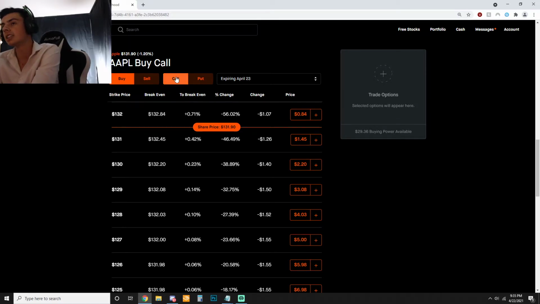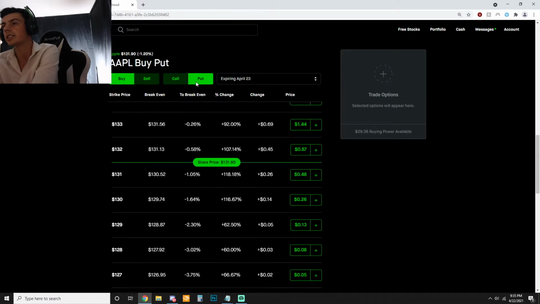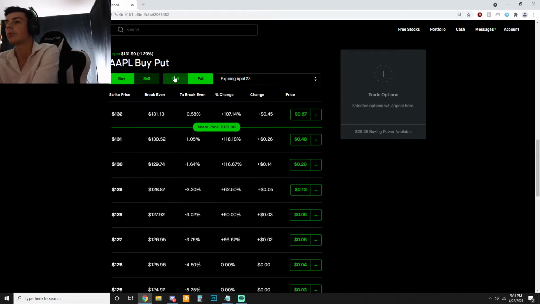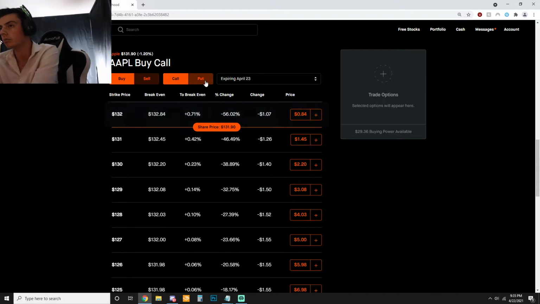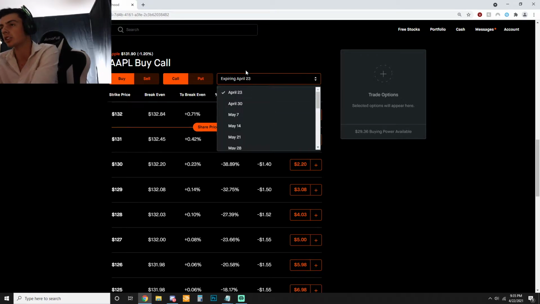So getting into it, a call option is where you predict the stock is going to actually go up. And so if Apple right now is at 131.9 and we think it's going to go up, we'd get a call option. If we think it's going to go down, we'd click this button right here that says put, and boom, all the put option chain loads. And so it looks like that. And then right here is simply the expiration date. We'll get more into the expiration date here in a second.